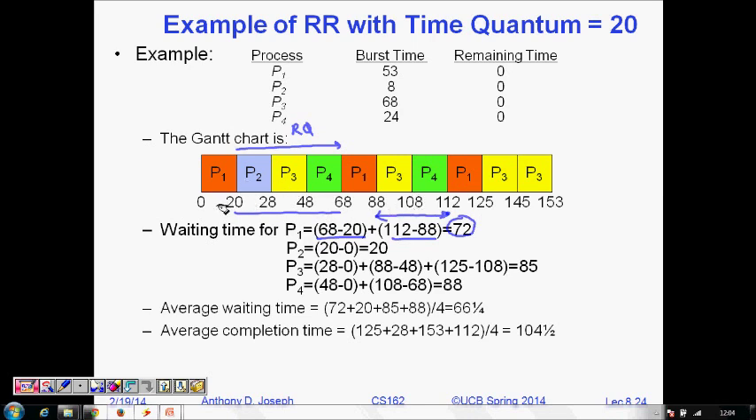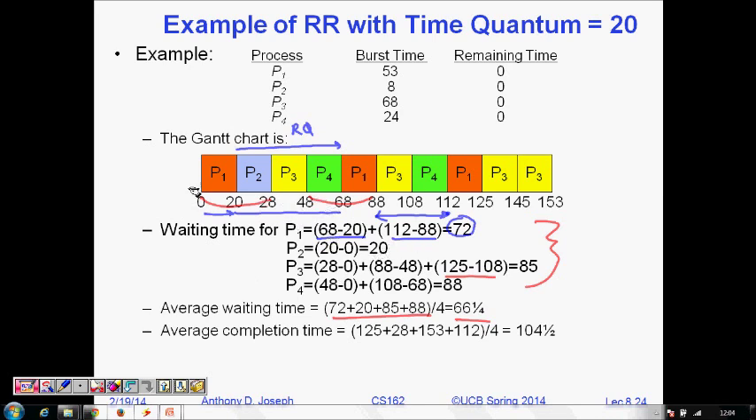For P2, it just had to wait one time, for 20 seconds. For P3, let me change the color. First it had to wait 28 seconds, then it had to wait for 88 minus 48 seconds, and finally P3 came again at 125. So 125 minus 108. So these are the waiting times. For the average waiting time, four processes are there, so we divide the total time by 4, which gives 66 1/4 seconds.